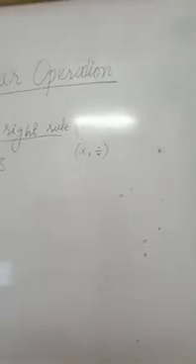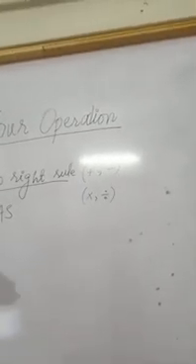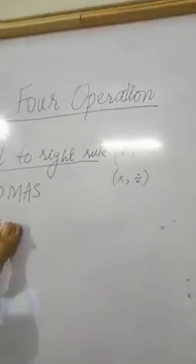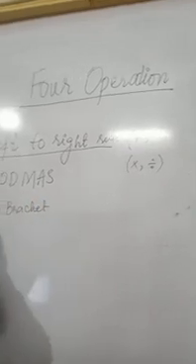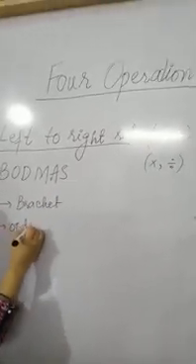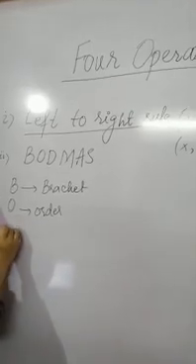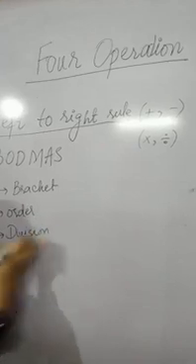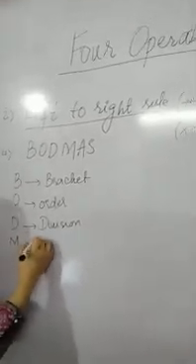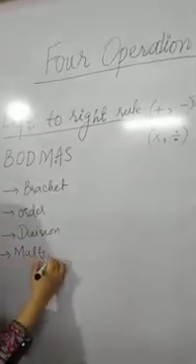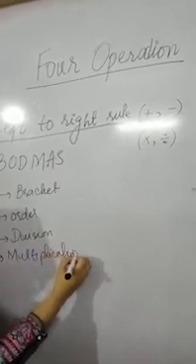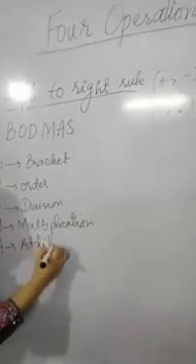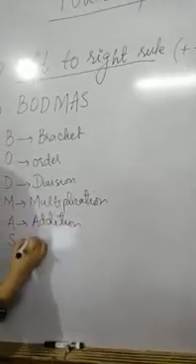Every letter of BODMAS stands for a particular operation. B stands for brackets and O stands for order, which we learned in grade 6. D stands for division and M stands for multiplication. A stands for addition and S stands for subtraction.